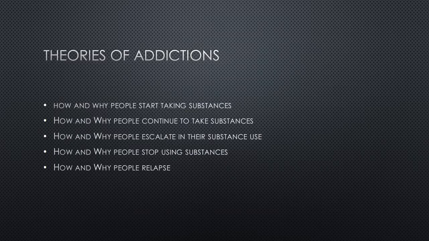Moving on to theoretical models. According to Cernick, a theoretical model should explain how and why people start taking substances, continue to take substances, escalate in their substance use, stop using substances, and relapse into taking substances again, therefore starting the cycle over.